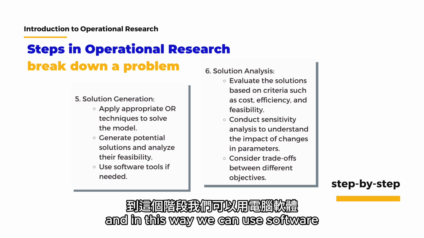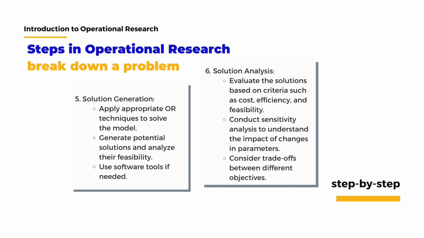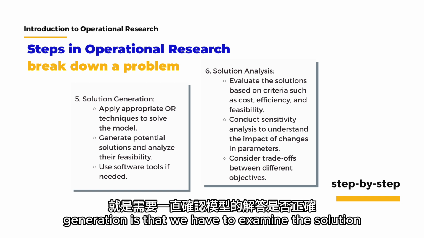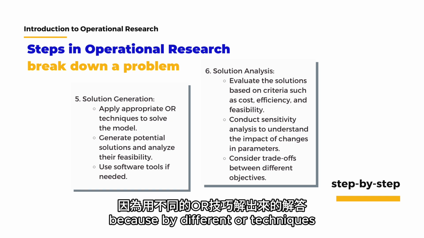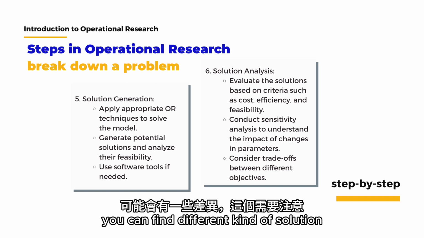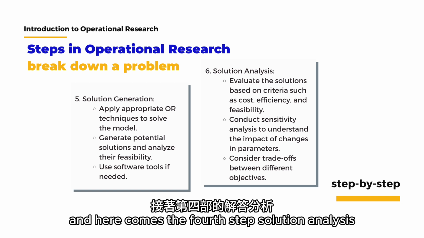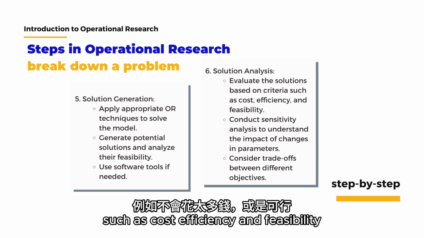And in this way, we can use software tools to help us generate a solution. Some very interesting findings from the solution generation is that we have to examine the solution to check if it's really accurate, because with different OR techniques, you can find different kinds of solutions. And here comes the sixth step, solution analysis. We have to evaluate the solution based on criteria such as cost, efficiency, and feasibility.